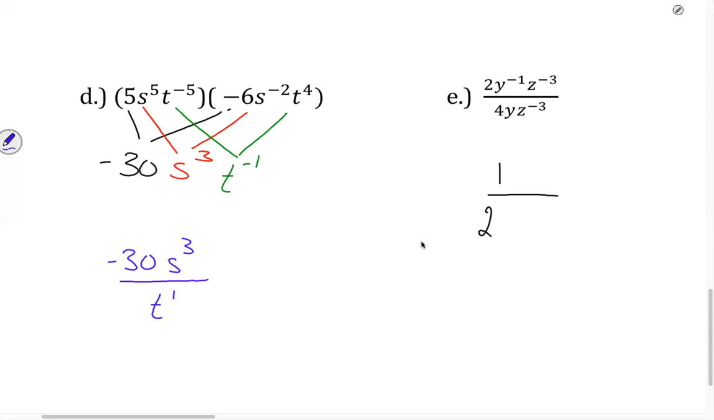I have the variables. All right, let's deal with the a's, right? There's understood to be a 1 there, right? So we know when we're dividing, we subtract. Multiplying, we add. Dividing, we subtract. What's -1 minus 1? -2. Okay? So I'm going to put that right there.